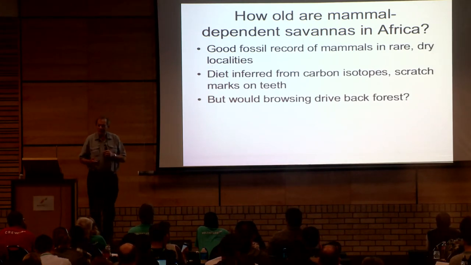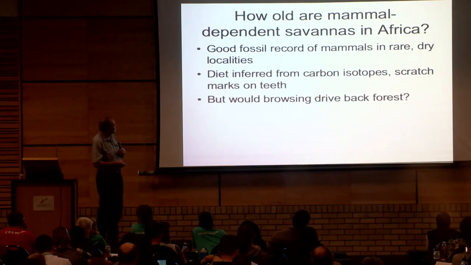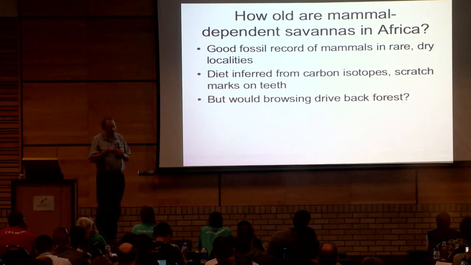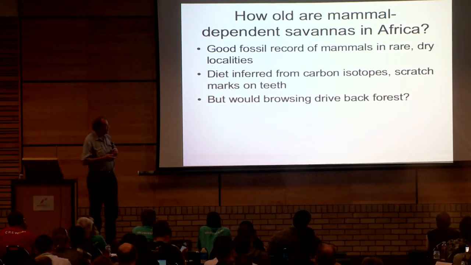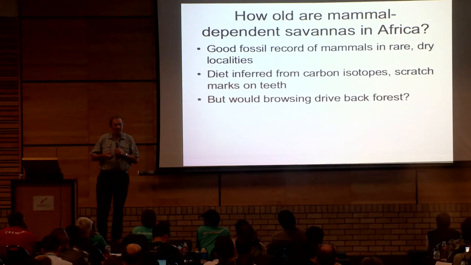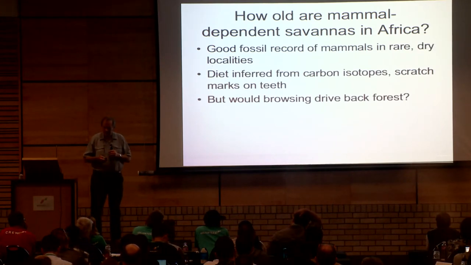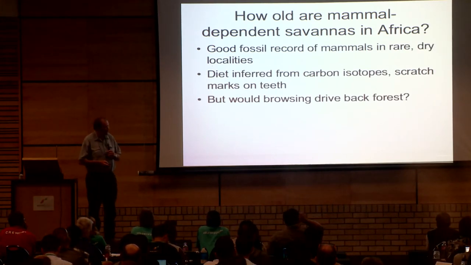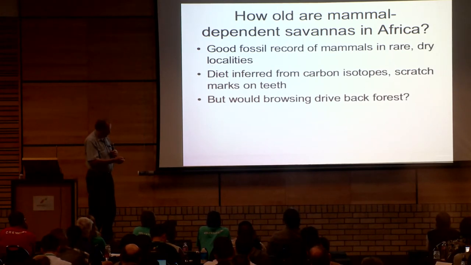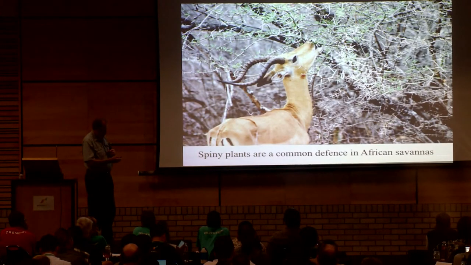There's a good fossil record of mammals. There are nice bones around. We can infer the diet from carbon isotopes. You can look at the dentine of teeth and say whether it ate C3 or C4 grasses. You can look at the scratch marks on the teeth. What you can't tell is whether there was enough browsing pressure to drive back forests. For that, we need some marker among the plants again. So we use the same sort of logic as we had used for trying to explore the fire origins of savannas.